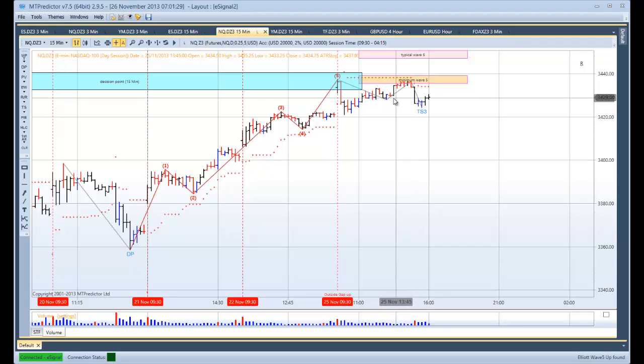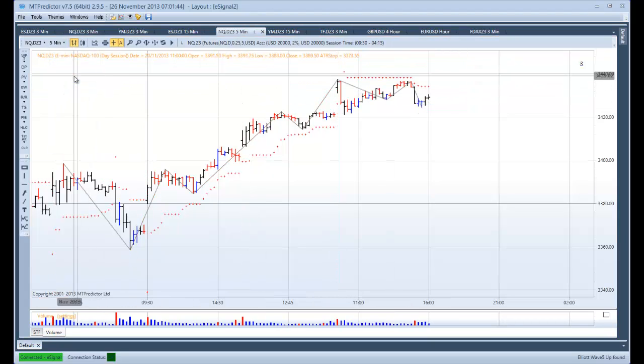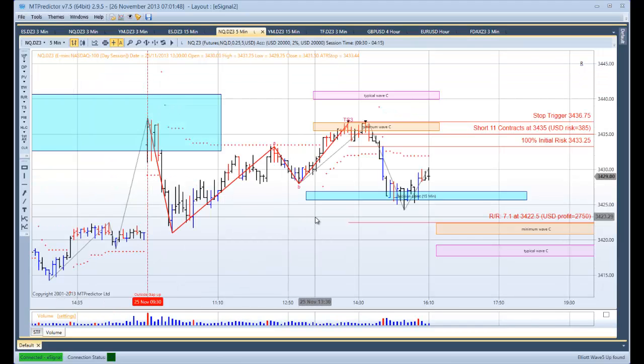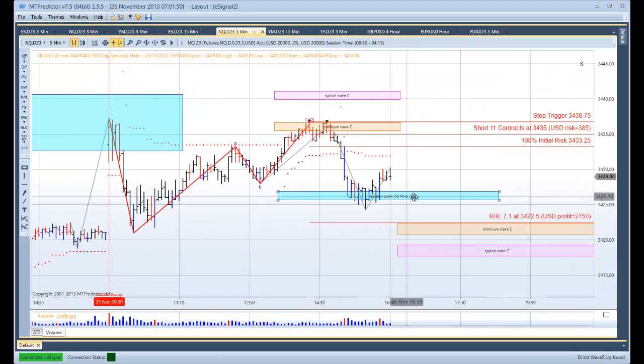So what does that mean? Well, if I put a DP support on from that low, you can see that that actually comes in at the same area as the TS3 buy setup. So the 15-minute trend here would now have turned to up. So let's now go down to our 5-minute chart and the time frame we're actually trading on. Just bear with me for a second. So here's our support zone from our 15-minute chart.